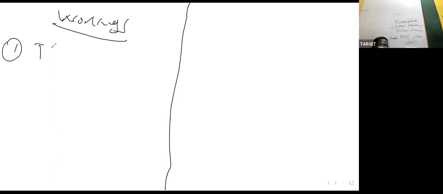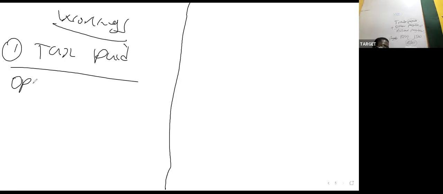Okay, so here workings. These are fresh workings. Workings number 1, tax paid. Anything paid, don't worry yourself. Look for the opening balance of that item, add that item from the P&L, less what? Closing balance. That's all. I'm done.